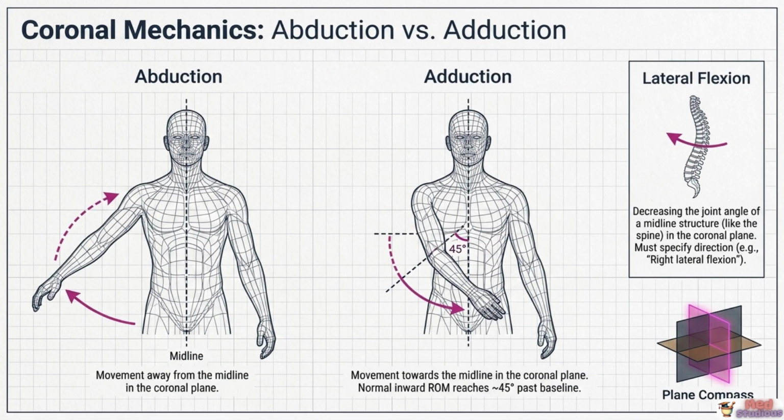Moving to the coronal plane, we encounter two more essential paired movements, abduction and adduction. Abduction is movement away from the midline of the body in the coronal plane. When you raise your arms straight out to the side, that is abduction. Adduction is movement toward the midline.